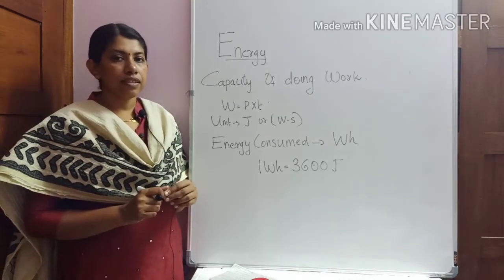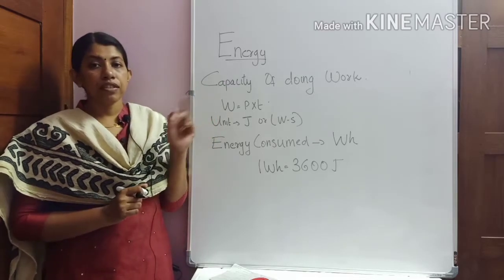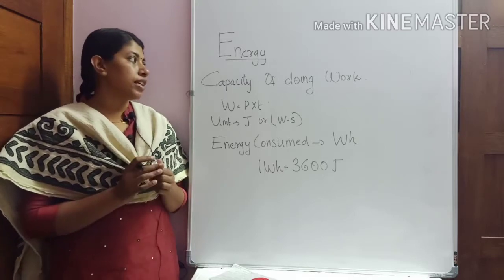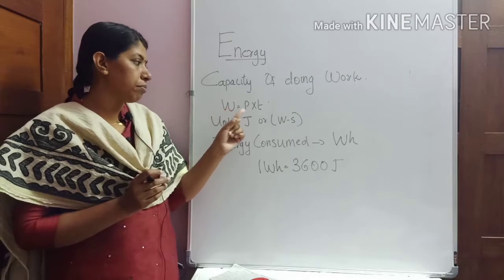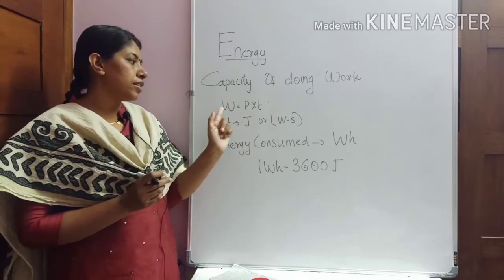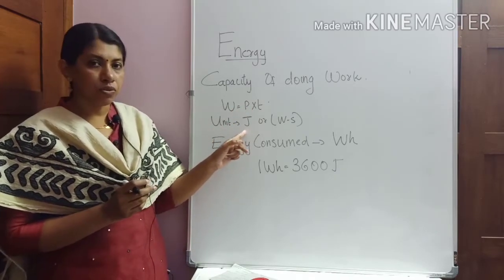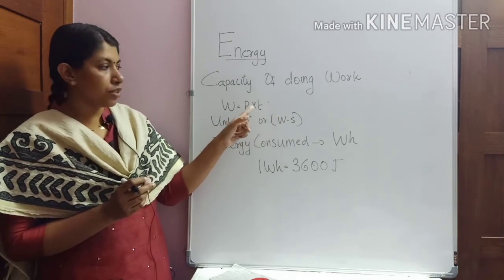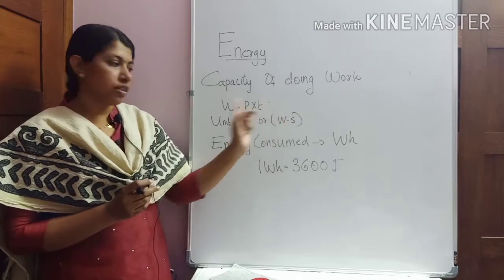Now let us discuss what energy is. Energy is the measure of the capacity of doing work, that is, how much work we can do. Energy is given by the relation power into time, which we have derived from the previous equation. Energy is equal to power into time, and energy is always measured in joules, or another unit is watt second. The unit of power is watt and the unit of time is second. Therefore another unit is watt second.